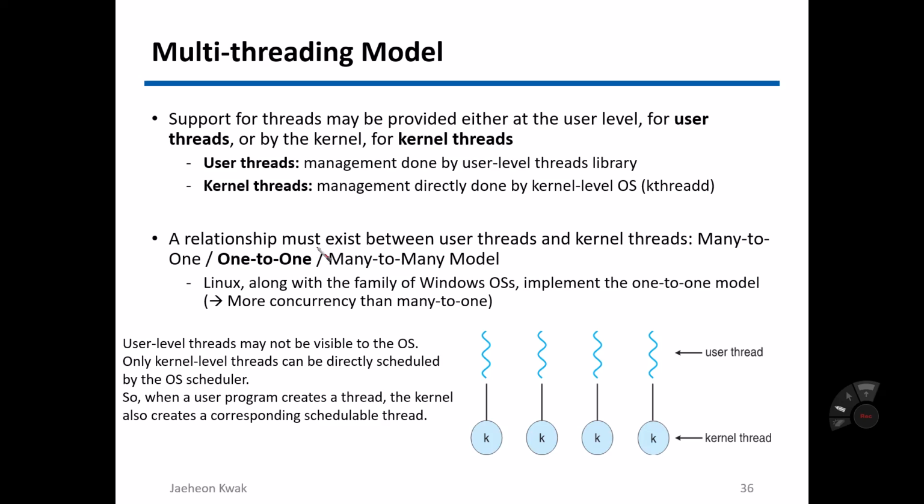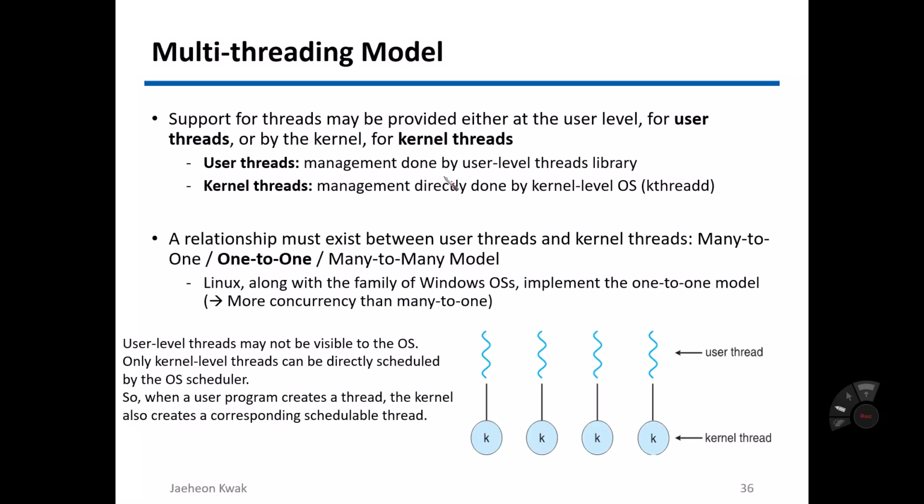So there is a relationship that must exist between user threads and kernel threads. Many-to-one means multiple user threads will map to one kernel thread, and one-to-one means one user level thread will generate one kernel thread. The many-to-many model means many user threads will map to many kernel threads. In Linux and Windows, and most operating systems, the one-to-one model is used to handle user level threads.